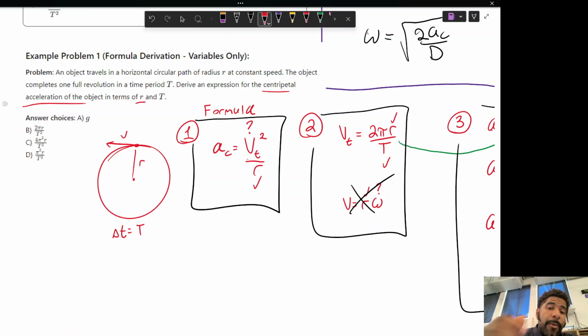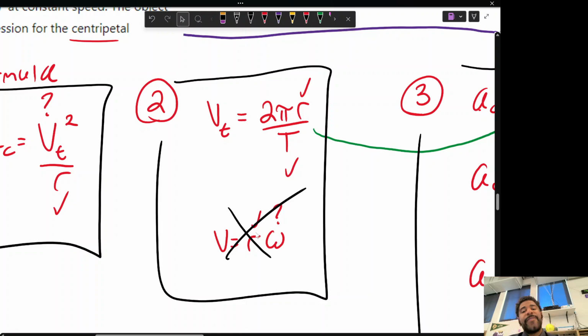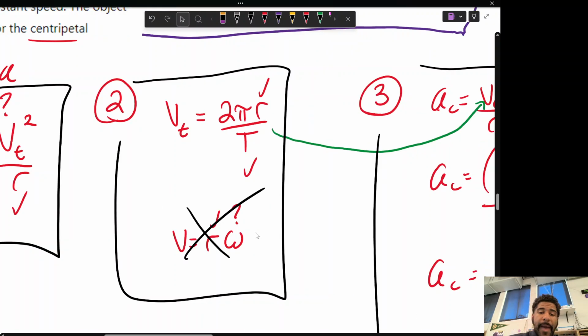However, I know that I have a formula for tangential velocity that is put in terms of t. I have 2 tangential velocity formulas. I have Vt equals 2 pi r over t, and then V equals r omega. I'm not going to use the bottom one because I don't know what omega is, so I'm not even going to worry about it. I'm just going to go straight to this top one.